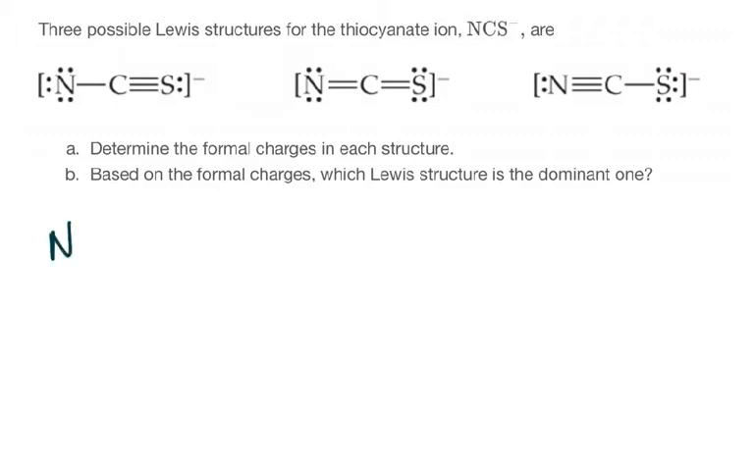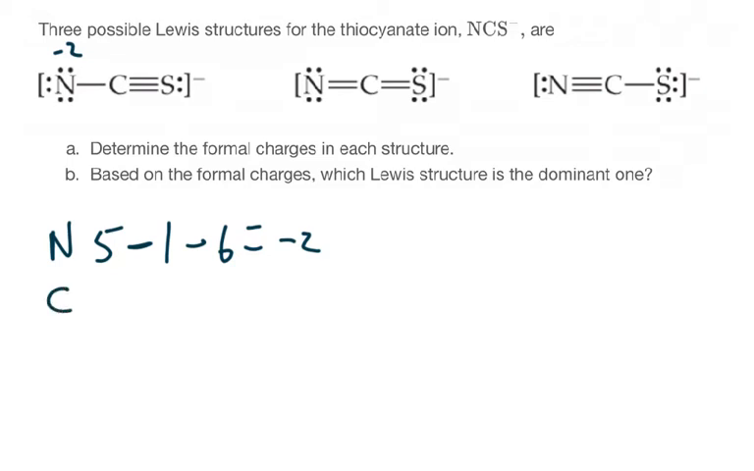The nitrogen there has a valence of 5 minus the 1 stick between the nitrogen and the carbon minus it has 6 dots. So when you do the math, 5 minus 1 is 4. 4 minus 6 is -2. So this guy has a -2 formal charge.